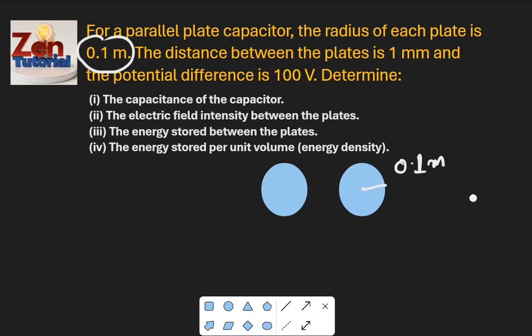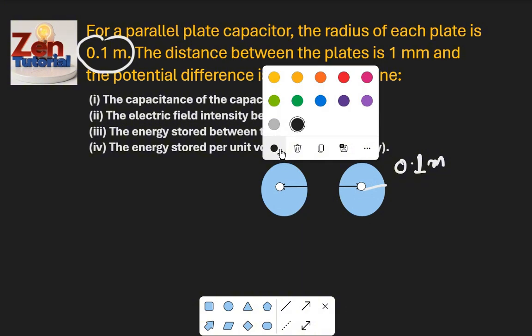It means both the plates are equal, and the distance between these two plates, let's say from the center of this plate up to this one, let's change the color.